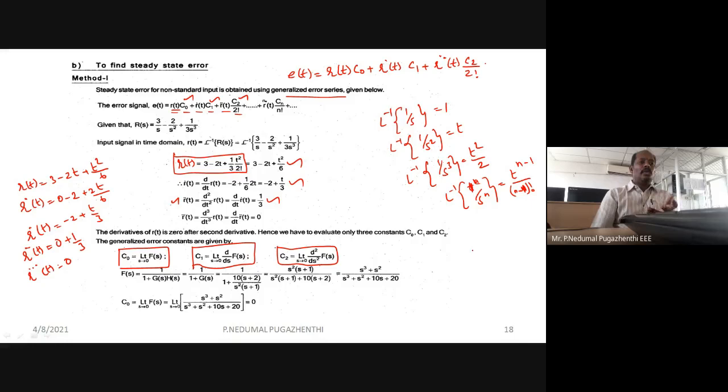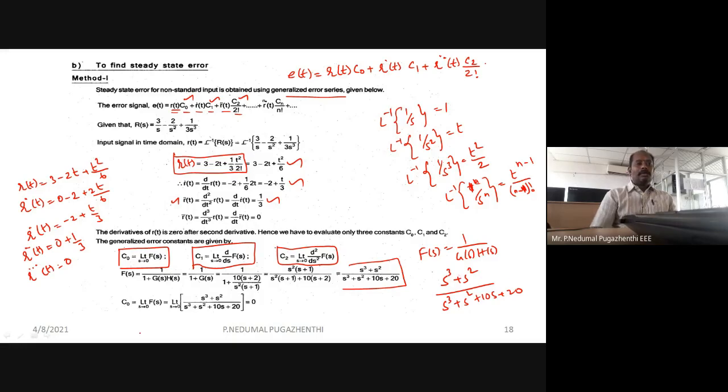So you know what is f of s? F of s is 1 by g of s into h of s. So g of s, h of s, we already know that if you substitute that, your transfer function becomes s cube plus s squared divided by s cube plus s squared plus 10s plus 20. So this is my f of s.